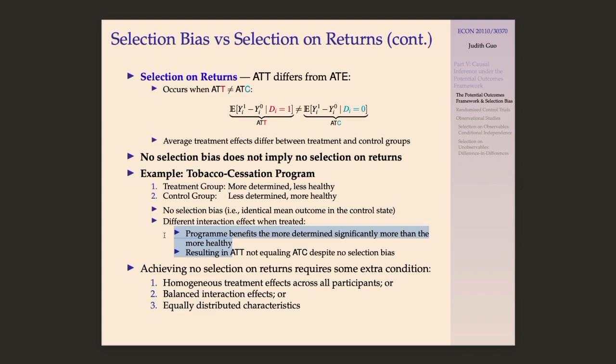So the bottom line is no selection bias does not imply no selection on returns. They are different. Selection on returns concerns two states. Selection bias concerns only one state. So they're different.